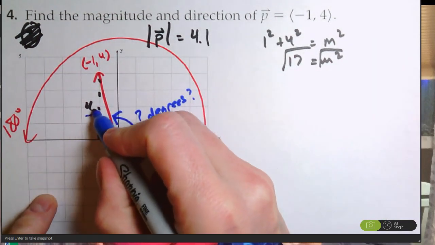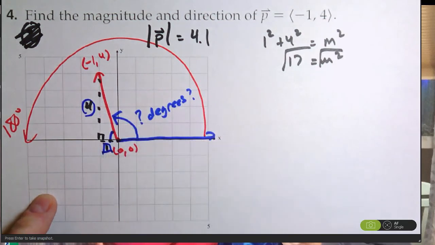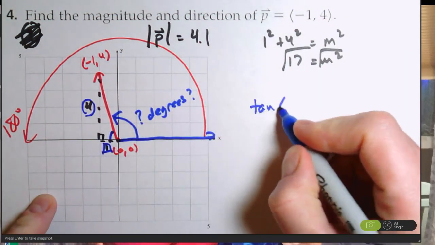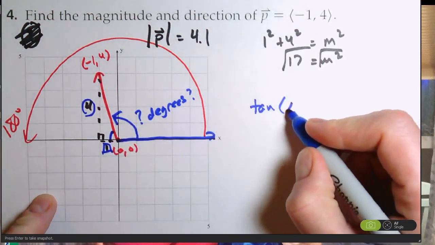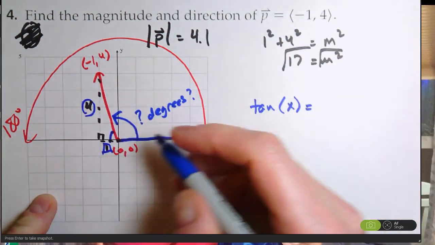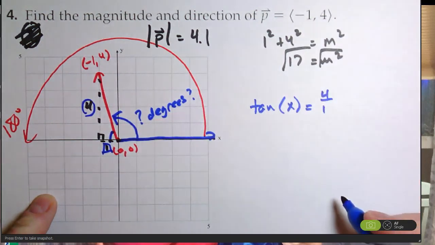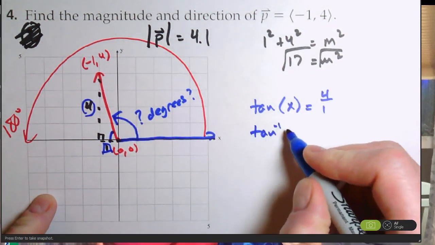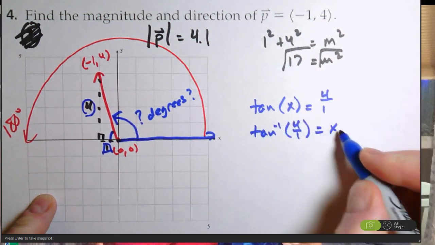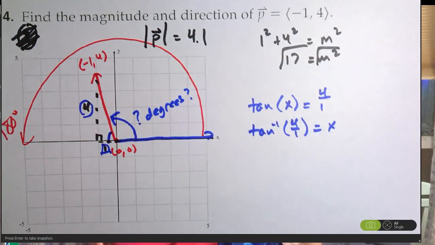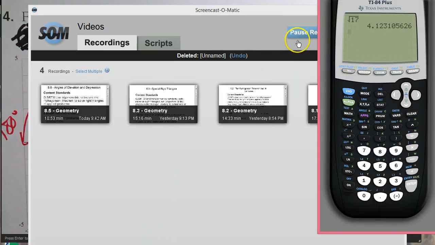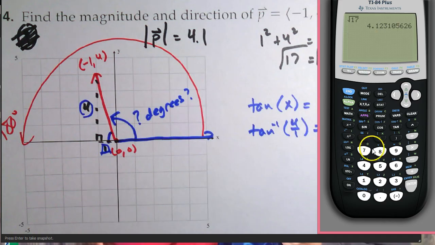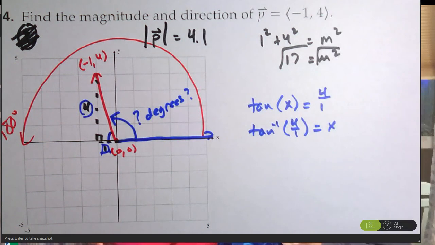So the 4 is the opposite. The 1 is the adjacent. So I'm going to use tangent of whatever that angle is, I'll call it x, equals 4 over 1. And then I'll use my calculator and do the inverse tangent to get x. So the inverse tangent of 4 over 1, which is just 4, is 75.96. I'm just going to say 76 degrees.